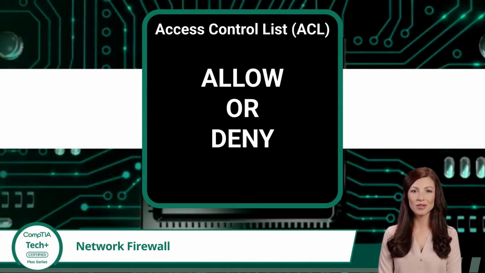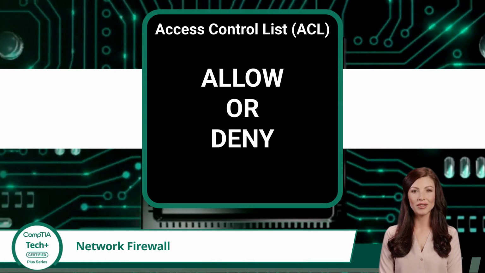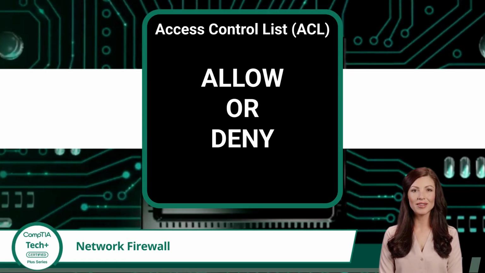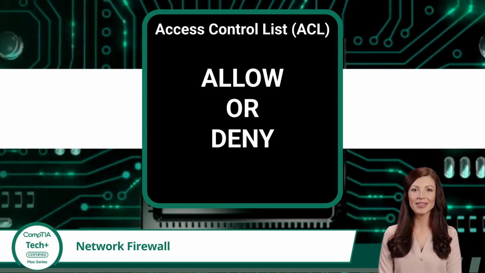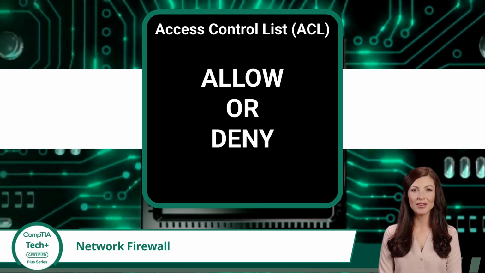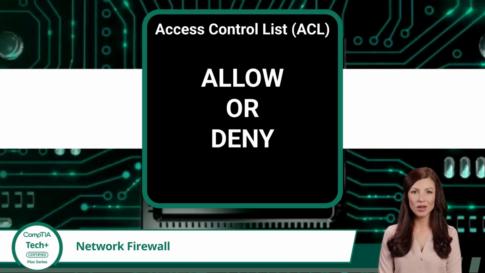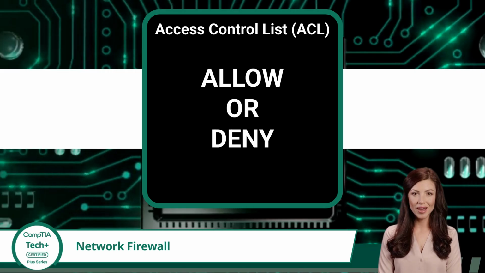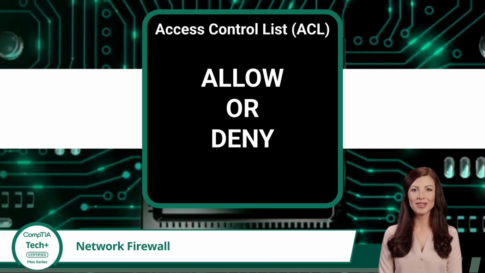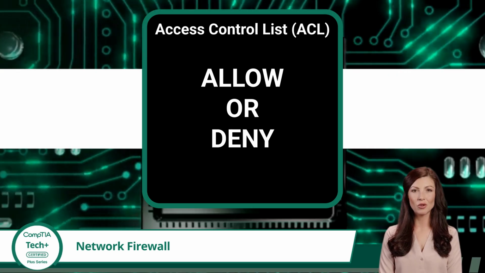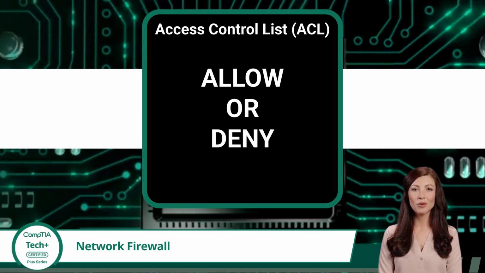Predefined security rules and policies, in the context of network firewalls, are often implemented using a mechanism called access control lists, or ACLs. An ACL defines the specific criteria that determines whether network traffic will be allowed or denied by the firewall. Access control lists are essentially a set of rules that dictate what types of network traffic are permitted and what types should be blocked.